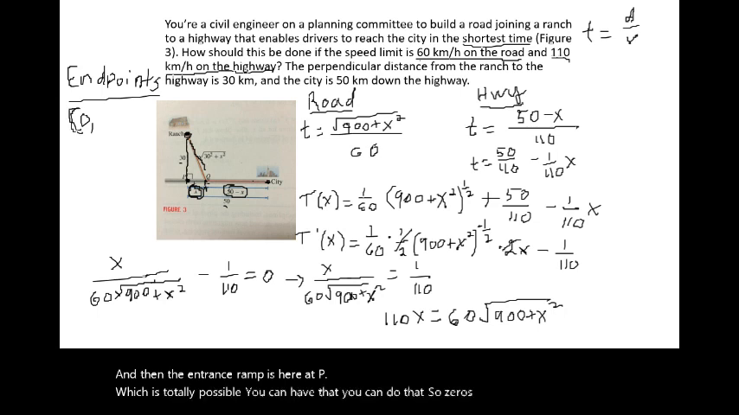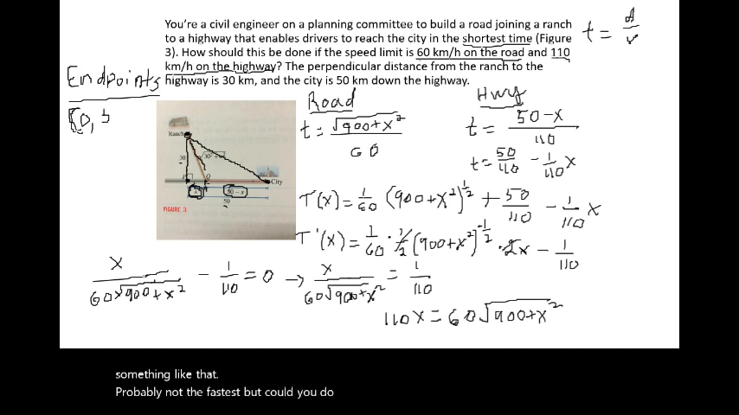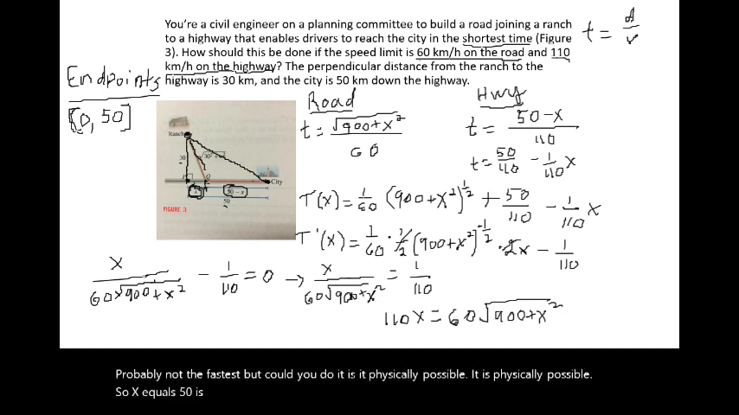The other extreme value for x is we make x equal to 50, which means the road would go something like that. Probably not the fastest, but could you do it? Is it physically possible? Yeah, it is physically possible. So x equals 50 is the other extreme for x. And because these endpoints are plausible, you must check them.